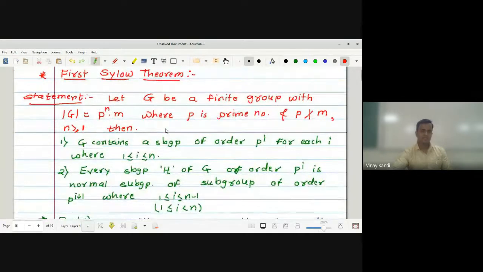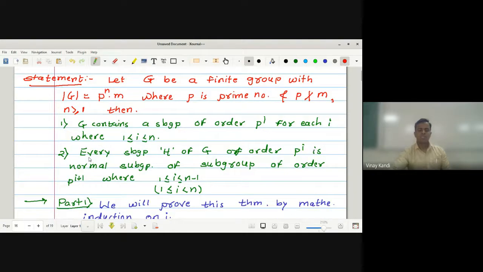Look at it. Now this is the first Sylow theorem. Let G be a finite group with order of G equal to p raised to n into m, where p is a prime number and p does not divide m, where n is greater than or equal to 1. Then G contains a subgroup of order p raised to i for each i, and also every subgroup H of G of order p raised to i is a normal subgroup of a subgroup of order p raised to i plus 1. That means in it, this subgroup is normal.